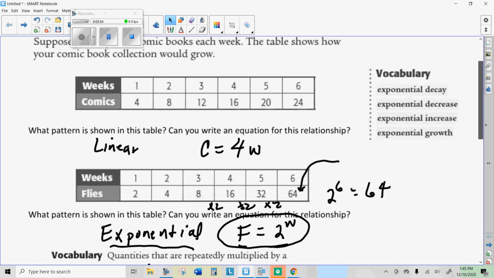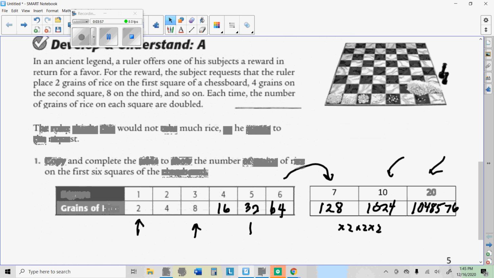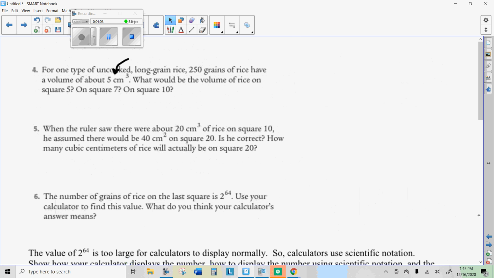On square 5, there are 32 grains of rice. Now, every 250 grains is equal to 5 cubic centimeters. So let's divide that. 250 for 5 is equivalent to 50 grains per cubic centimeter. A cubic centimeter is 1 centimeter like this, so it's a volume, 3-dimensional. So it's 50 per 1 cubic centimeter. So inside that little thing will hold 50.